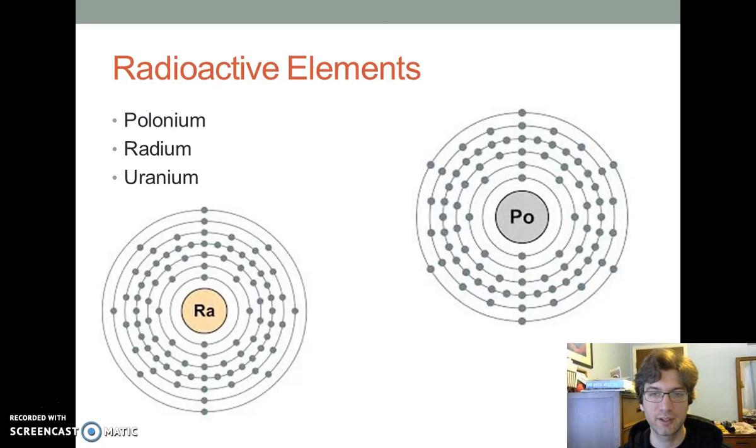So here's a couple Bohr diagrams of polonium and radium right here. Uranium is even heavier than these two, so you can think these are fairly complex elements as of right now, which means there's more that can go wrong with them and become even more unstable.